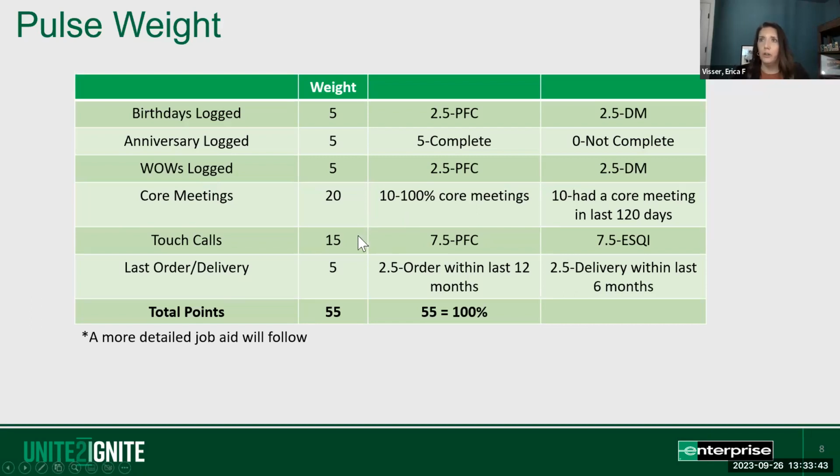Then you have touch calls, 15 points, 7.5 for the PFC, 7.5 for the ESQI, again, focusing on quality touch calls here. And then the last 5 coming from your orders and deliveries, 2.5 if they've had an order within the last 12 months, and 2.5 if they've had a delivery within the last 6 months. So again, 55 points is going to equal 100% on your pulse score.